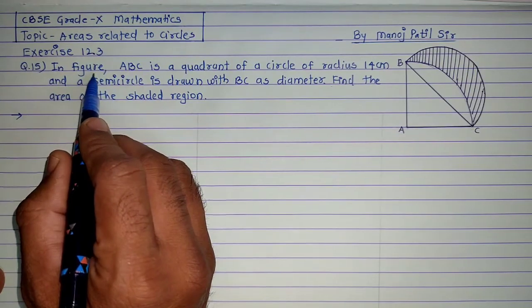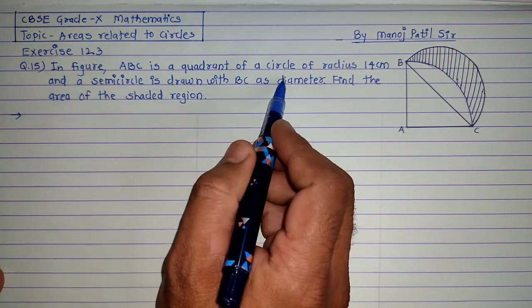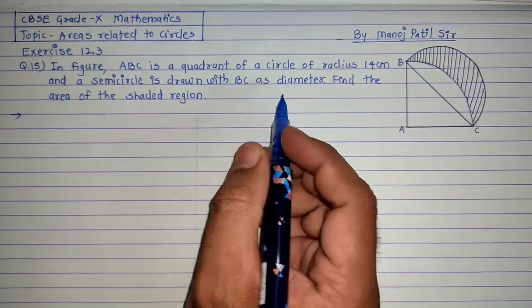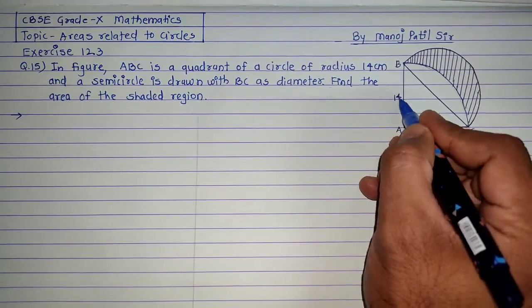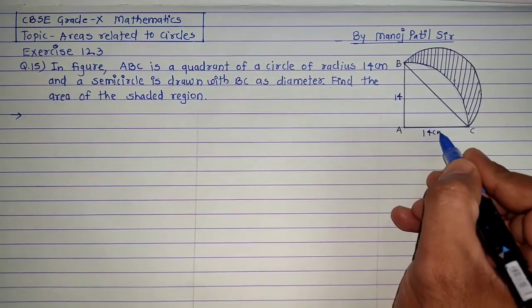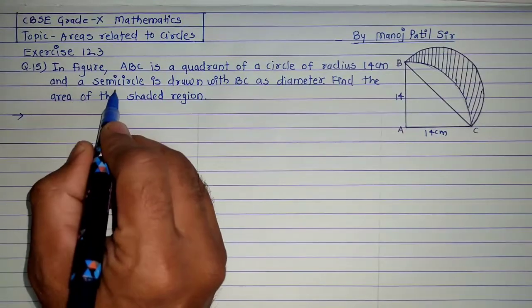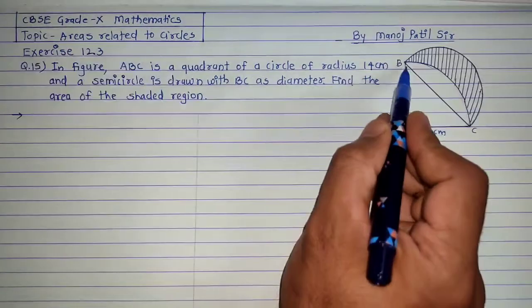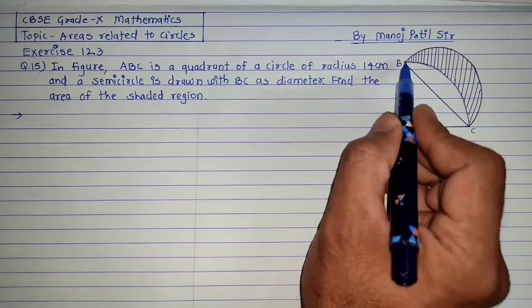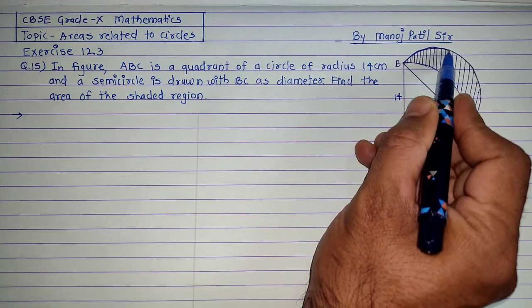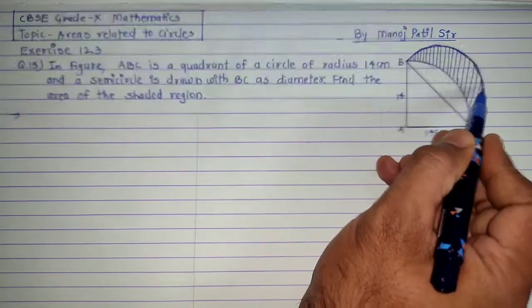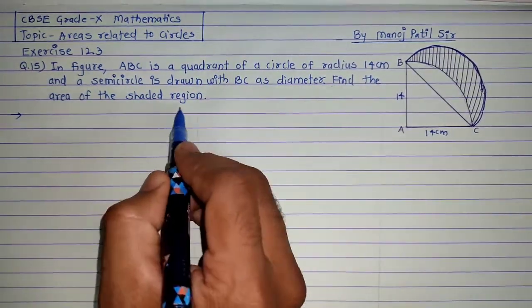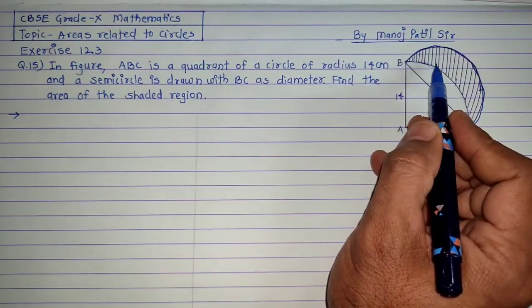In the figure, ABC is a quadrant of a circle of radius 14 centimeter. So here in the figure you can see the quadrant. This radius is 14 centimeter, and a semicircle is drawn with BC as a diameter. You can see here BC is a diameter and this semicircle is drawn here with diameter BC. Find the area of the shaded region.